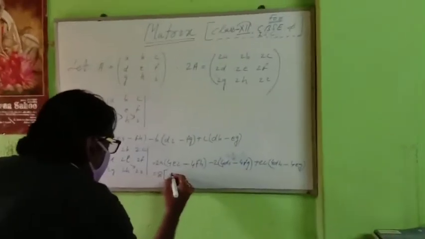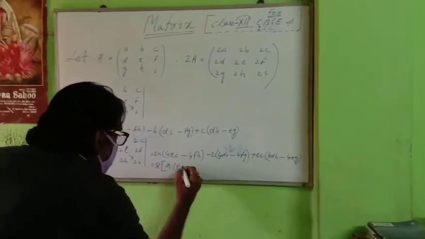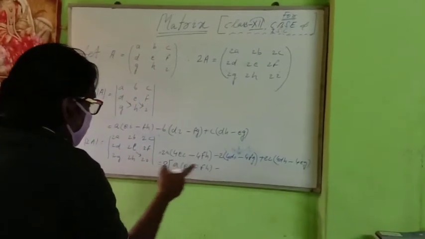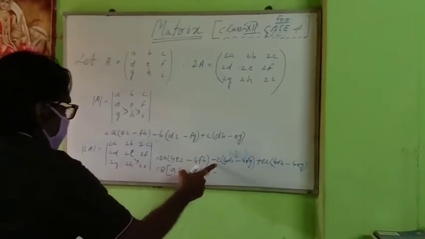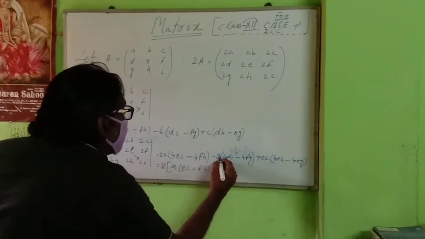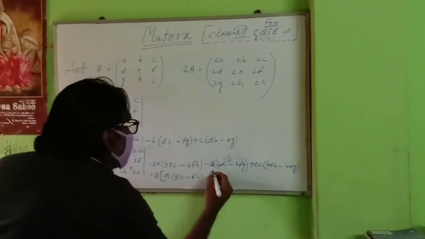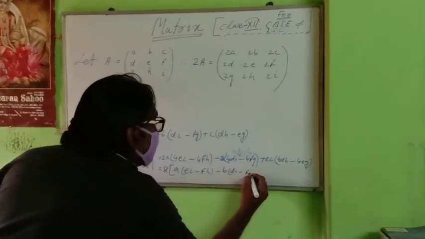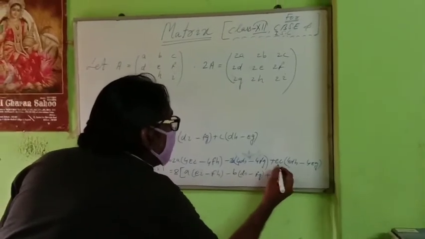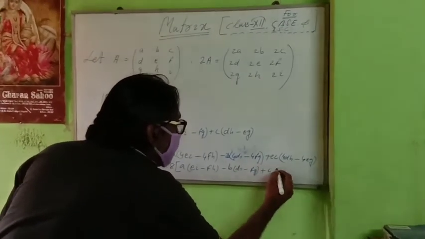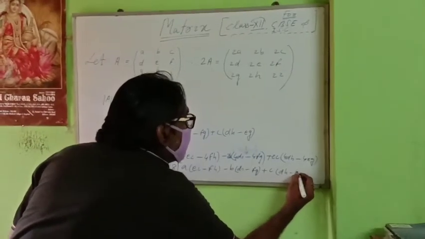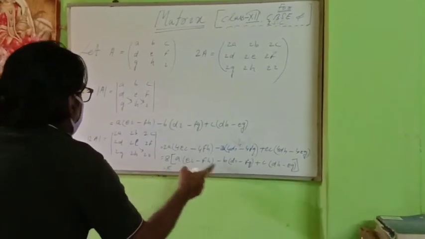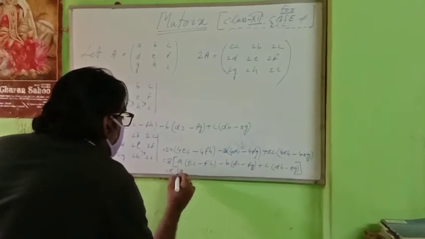Finally, what are you getting? a whole into ei minus fh, minus, this is what? See, this is 2b, minus 2b. b left, 2 taken common, 4 taken common. b whole into di minus fg. Next, it will be 2 and 4 taken common, c whole into dh minus eg. Bracket close. Now this is nothing but 8 whole into, this is but A determinant. That means this is A determinant.